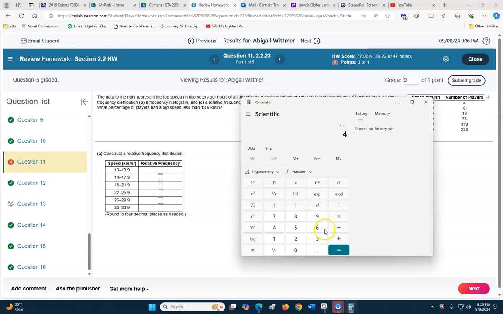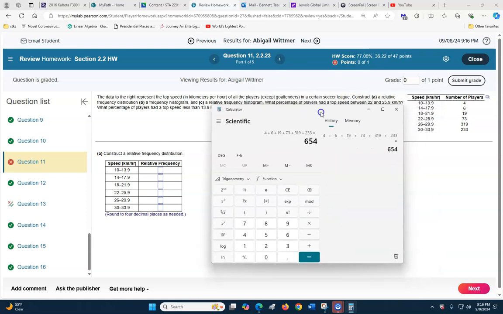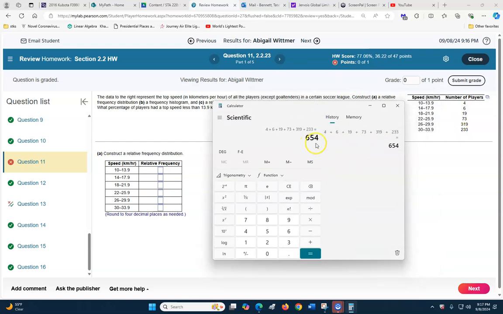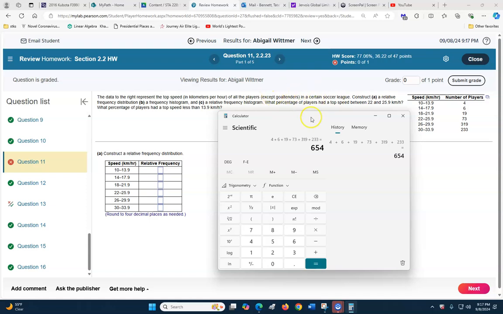So 4 plus 6 plus 19 total in this column here, plus 73 plus 319 plus 233. So it looks like we're talking about 654 players, if I added those right. 4 plus 6 plus 19 plus 73. Yeah, so that looks like those numbers. So I need a total, which they didn't give to us here in the directions.